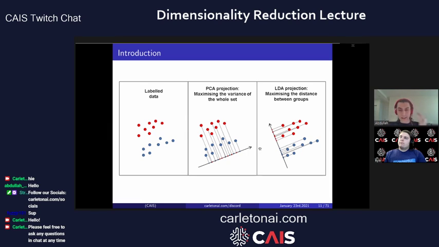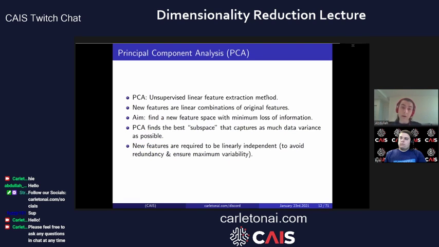Now we're going to go into details and explain how PCA works, how LDA works, and compare them. So as we said, PCA is an unsupervised feature extraction method. It is linear. The new features are going to be linear combinations of the original features. And our goal is to find the feature space with minimum loss of information. So we're going to try to minimize how much information we lose when we reduce the dimensionality of the data. And PCA finds this best subspace that captures as much of the data variance as possible, right?